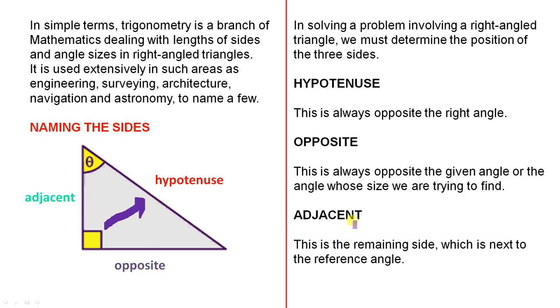Finally, we have the adjacent side. This is the remaining side which is next to the reference angle. Adjacent means next to, so you can see that this side is next to the angle in question, and that's why it's called the adjacent side.